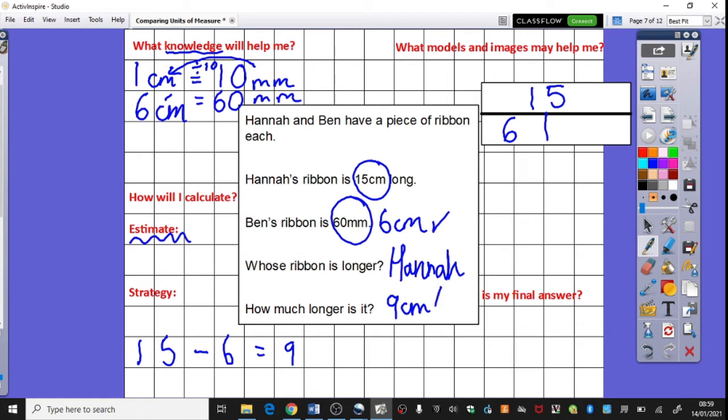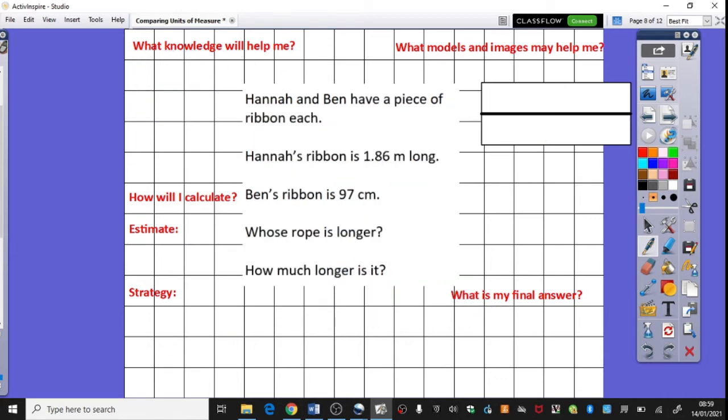If I want to be super duper whizzy today, I could also record it in millimetres as well. And I know that there are 10 millimetres in 1 centimetre, so times that by 10 is 90 millimetres. You don't need to record it both ways, but if you wish to, you can, and your answers today may have 2 different possible answers you could have given. So that's the first one. Let's look at the next one then.